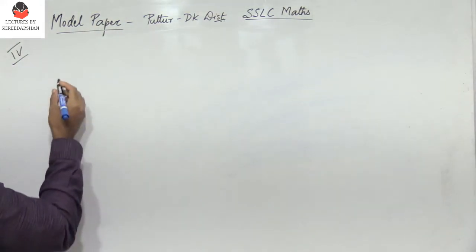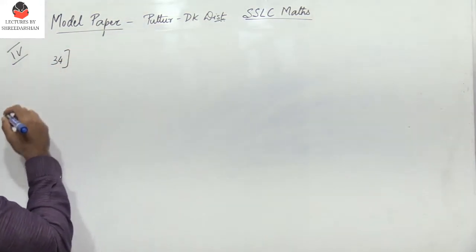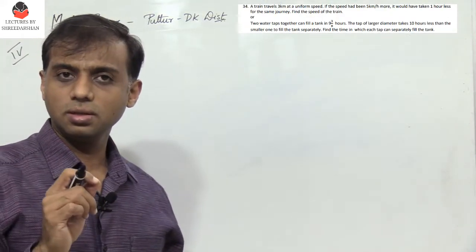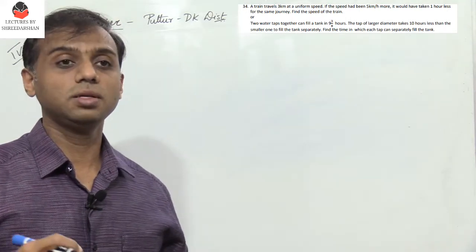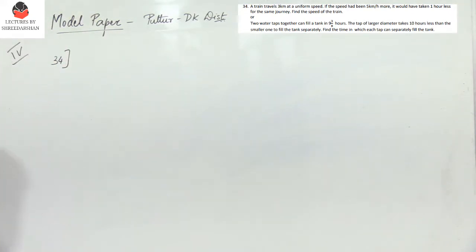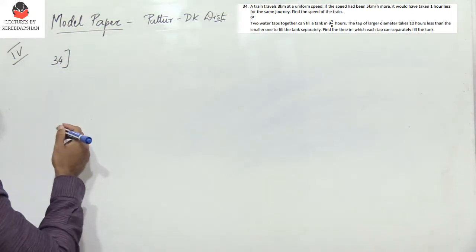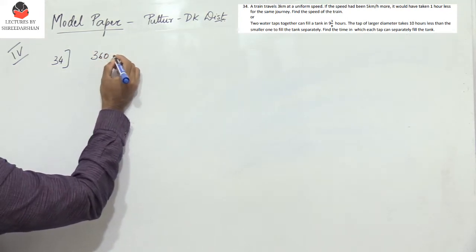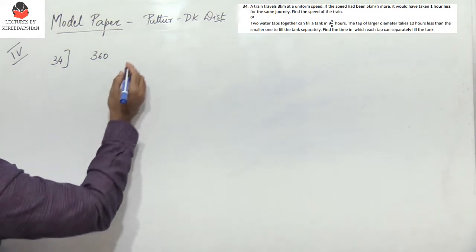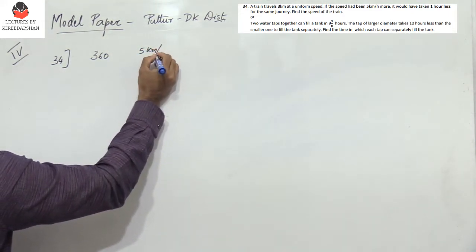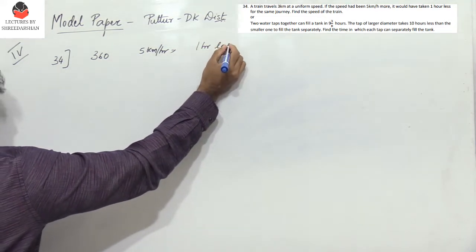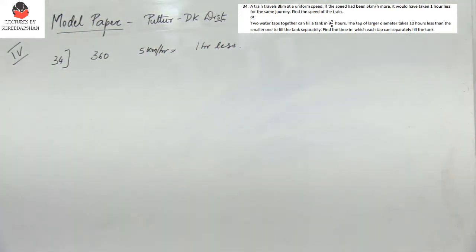Problem 34. A train travels a distance of 3 kilometers. In the question paper it has been mentioned as 3, but there is a mistake. It has to be 360 kilometers, as there is no meaning of the train traveling 3 kilometers. So the train travels a distance of 360 kilometers with uniform speed. If the speed had been 5 kilometers per hour more, then it would have taken 1 hour less. We need to find the speed of the train.